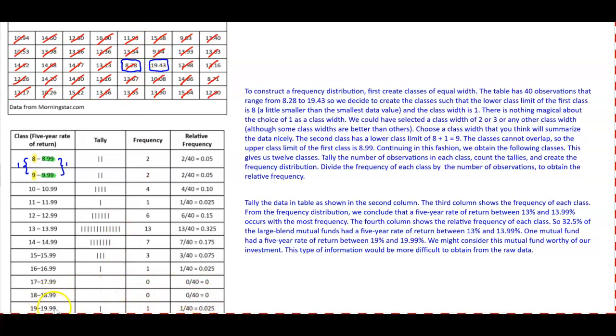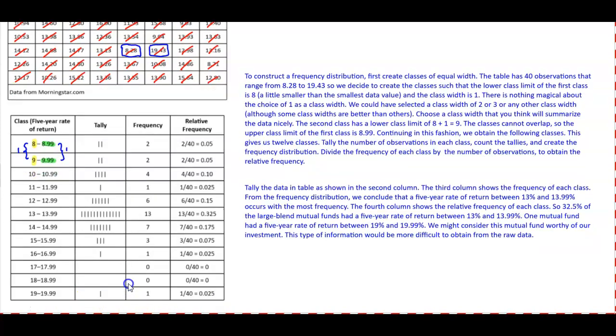And then if we look, there's one more number left between 19 and 19.99, which is 19.43, which means we have 1, and therefore we have 1 as the frequency, and 1 divided by 40 equals 0.025. So that means we're going to stop here. So we end up having 1, 2, 3, 4, 5, 6, 7, 8, 9, 10, 11, 12 classes with a width of 1. And then here's our frequency, and here's our relative frequency.